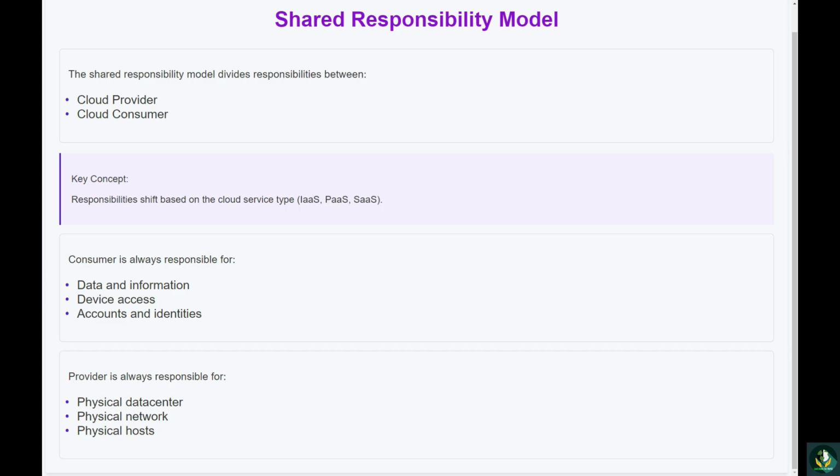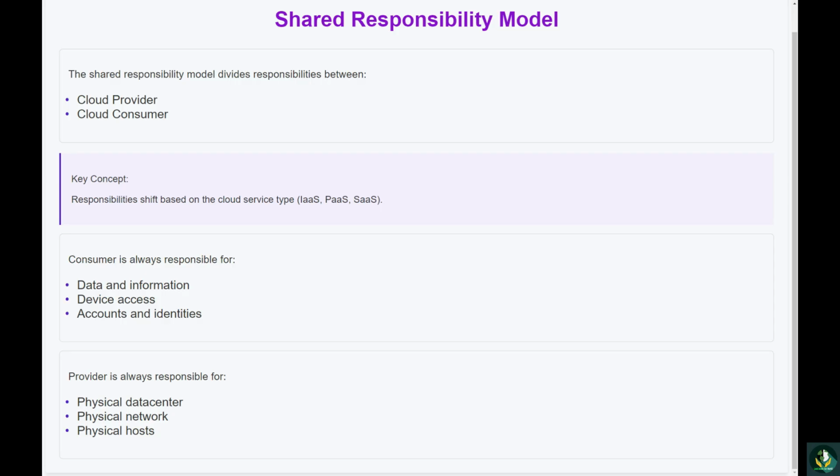PaaS sits between IaaS and SaaS, offering a more balanced distribution of responsibilities. In a PaaS model, the provider manages the runtime, middleware, and operating system, while the consumer is responsible for applications and data. Understanding this model is crucial for effective cloud management and security. It ensures that both parties, the cloud provider and the consumer, are clear about their roles and can fulfill their respective responsibilities efficiently.